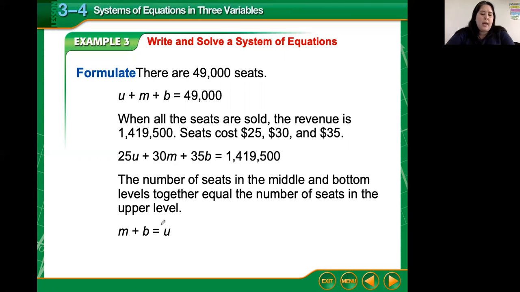So that is why we have M plus B equals U. Notice it is slightly different compared to the other two. In this case, this works to our advantage. Sometimes, though, it's better to go ahead and change it so that it is in standard form. But it's kind of just a preference, depending on what you're going to do.